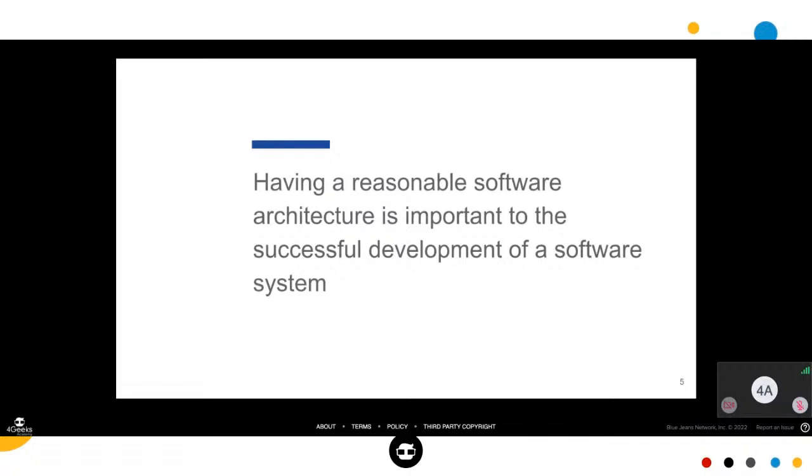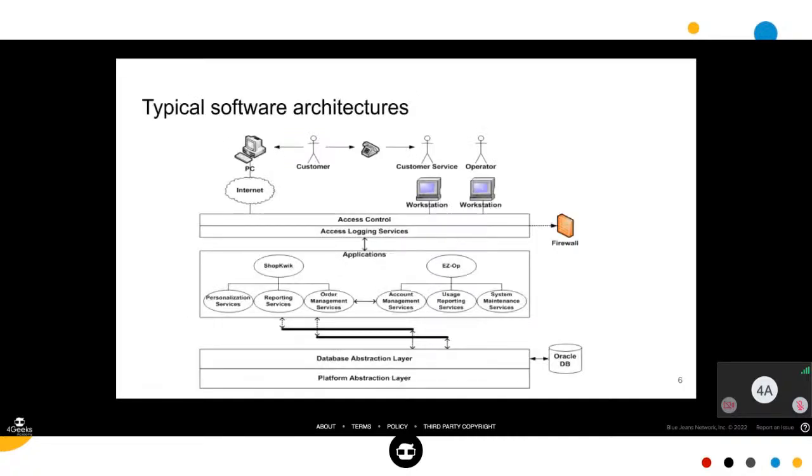But something important that I want to share with everybody, if you agree about it, right? Having a reasonable software architecture is important to the successful development of the software. I would like everybody to agree with that, right? Put a sticky note over there and think about it.